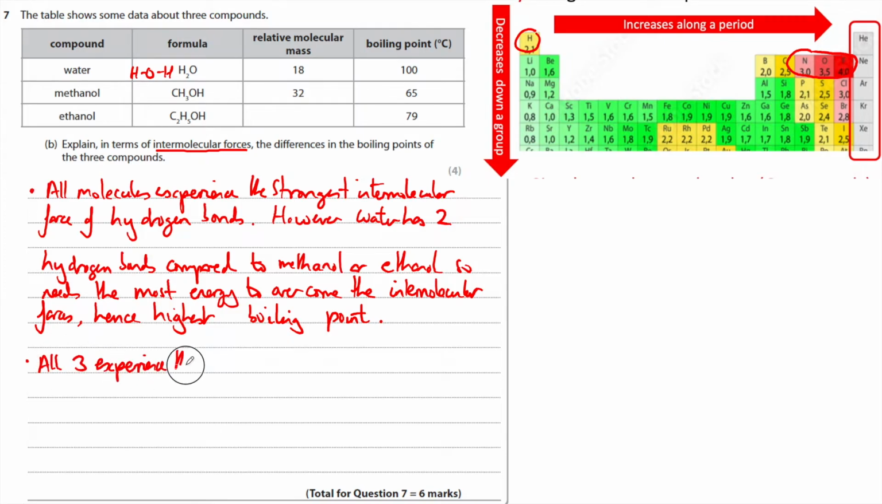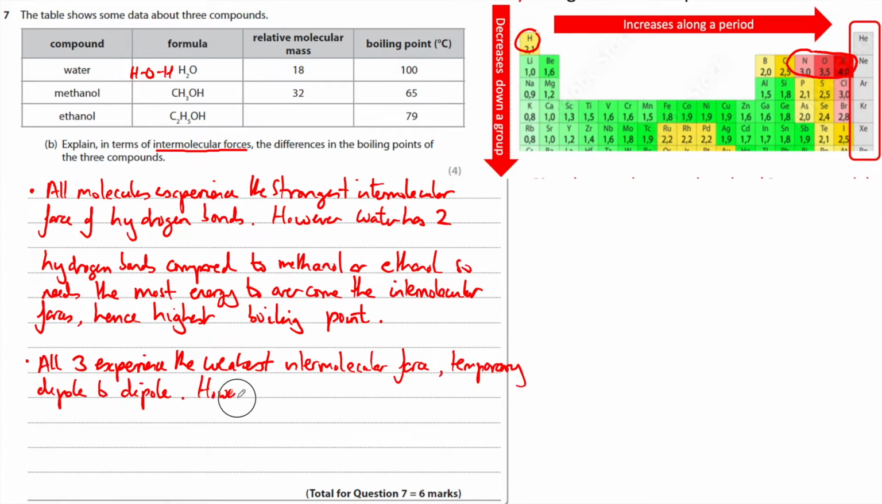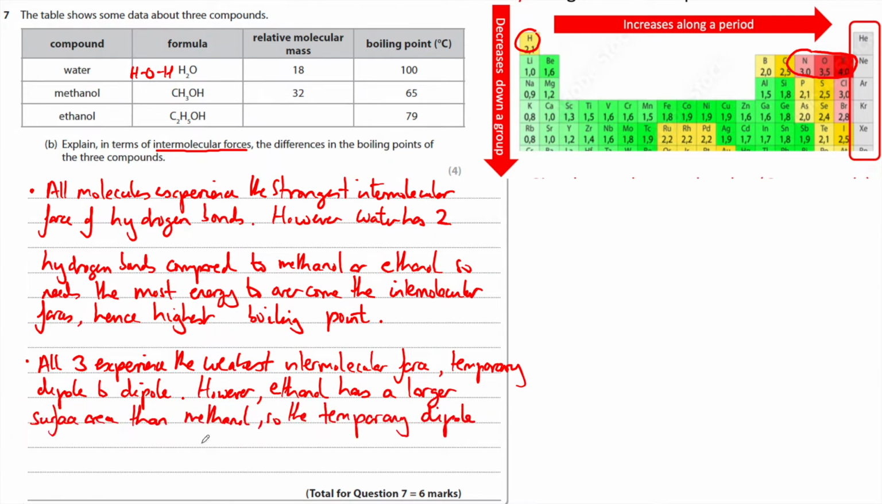All experience the weakest intermolecular force, temporary dipole to dipole. However, ethanol has a larger surface area than methanol, so the temporary dipole to dipole forces will be stronger, so boiling point slightly higher.